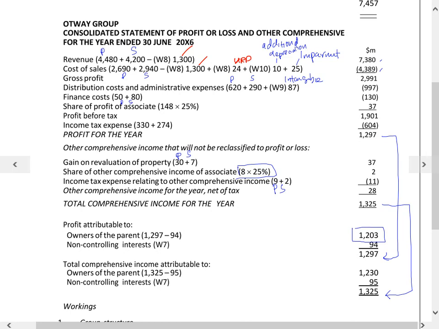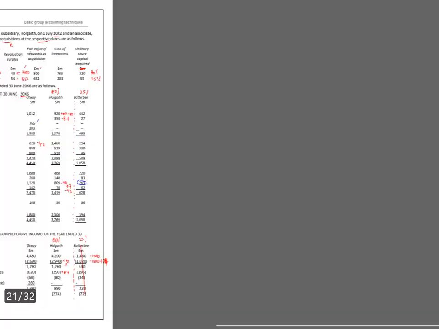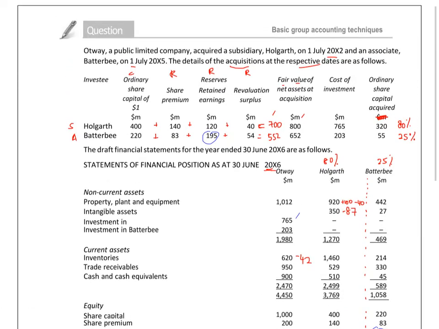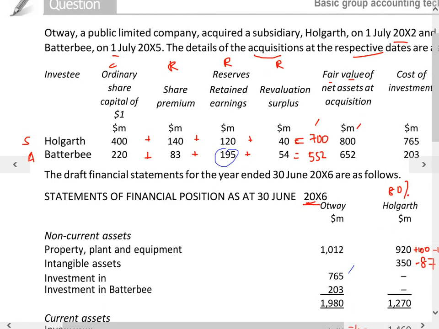Okay. Alright. Are you ready? So we move on again. And then before I continue this, let's look at how to calculate for associate. Before we continue with that one, let's focus on associate. The associate, I bought it this year. The retained earning was 195 and 54.